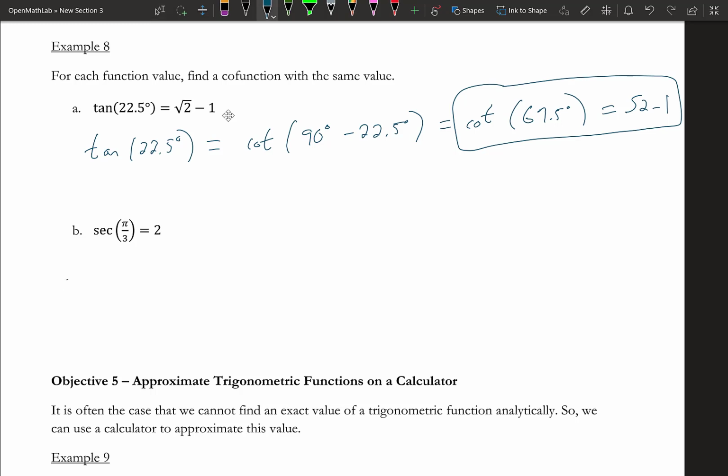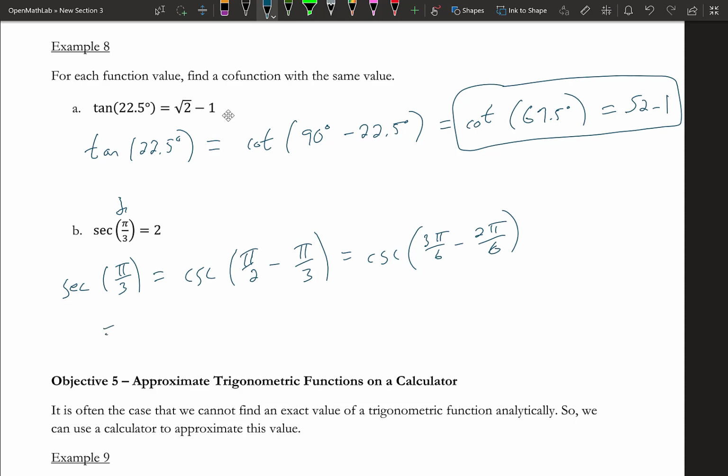So then similarly, if I want to look at secant of pi over 3, since this is in radians, there's no degree symbol, this would be equal to cosecant of pi over 2 minus pi over 3. So we need to get common denominators, 6, so that'd be 3 pi over 6 minus 2 pi over 6, which is equal to cosecant of pi over 6. And that would all be equal to 2. So there's what we were after. Cosecant of pi over 6 has the same value.